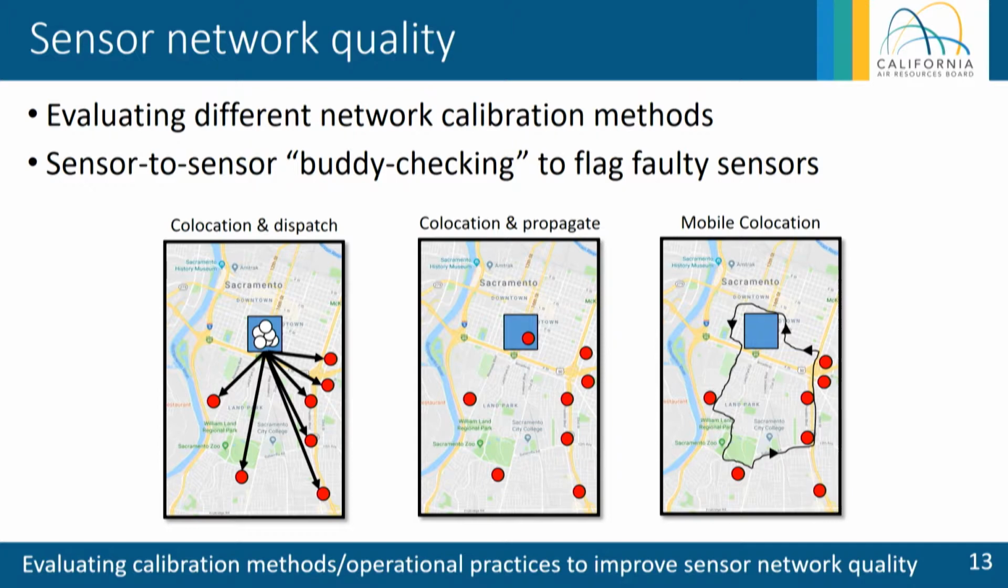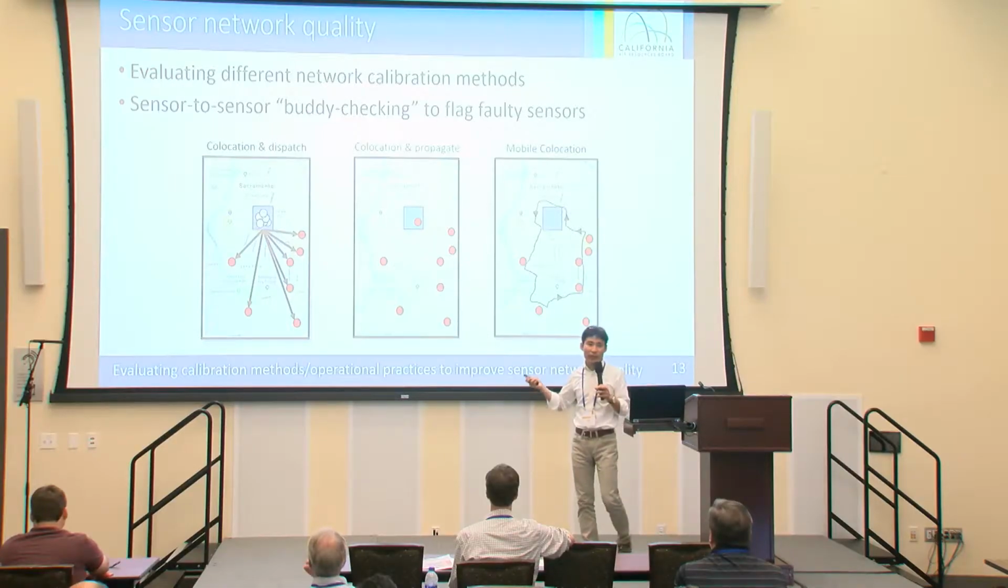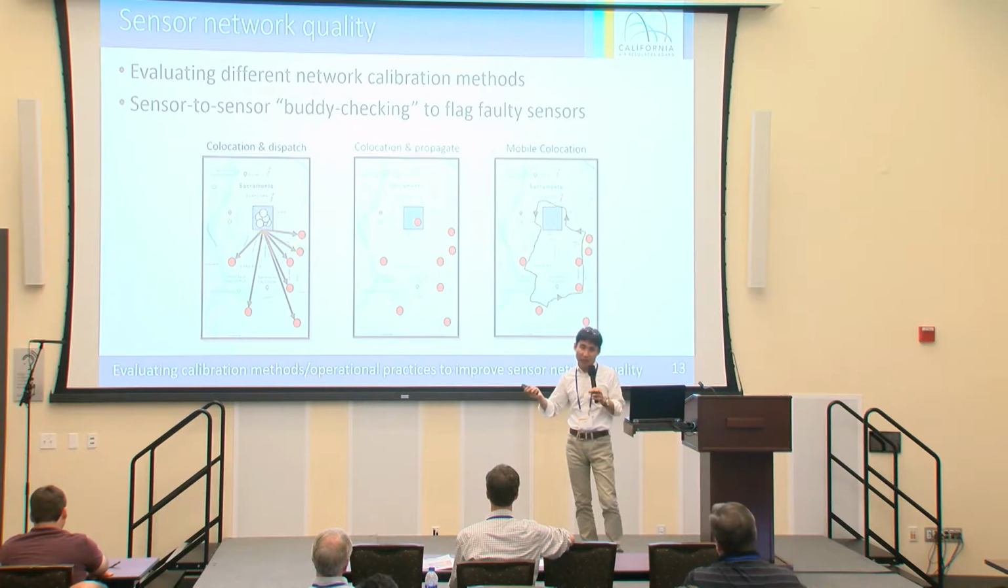co-location and dispatch, co-locate sensors and then dispatch those sensors, or co-locate in one place and then propagate the parameters to adjust different sensors already deployed, or we could have a mobile station with a little bit better grade, a reference-grade instrument, to move around to adjust or calibrate the sensors.